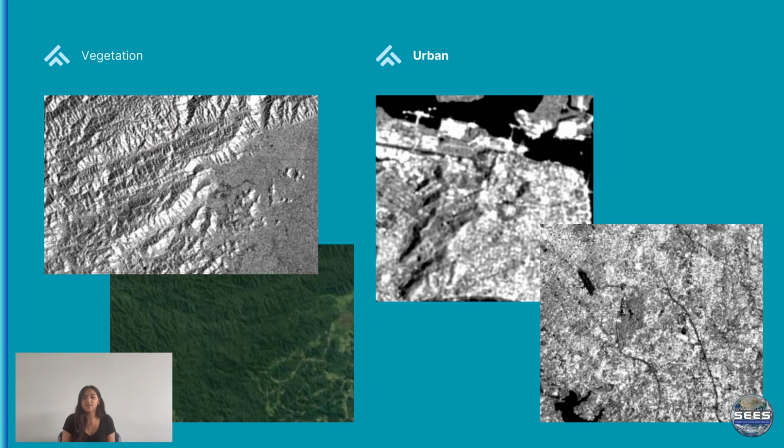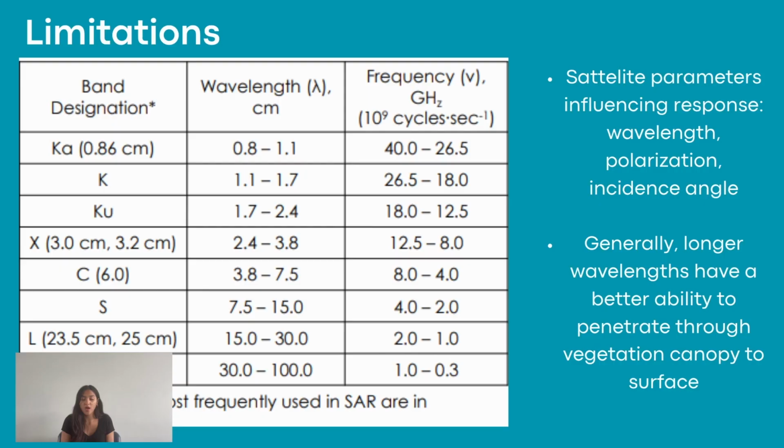Here is a close-up of those areas of flooded vegetation and of the urban areas, and as you can see, they both appear bright due to the double bounce radar backscatter nature. Overall, it is important to consider wavelength, polarization, and incidence angle when encountering limitations like these, as those parameters influence satellite response. Wavelength especially is an important parameter in heavily vegetative areas like the observed region in Brazil.